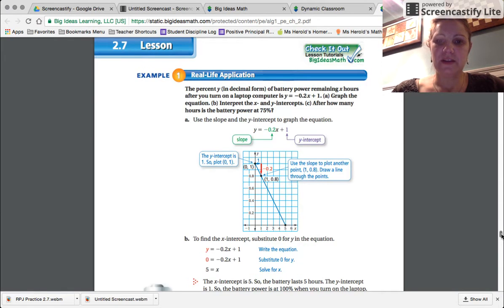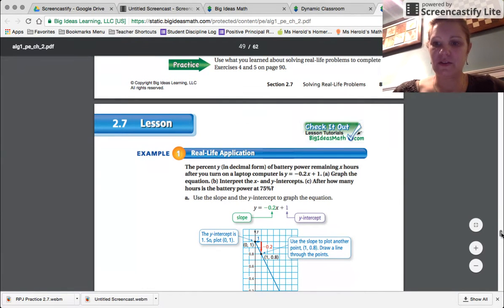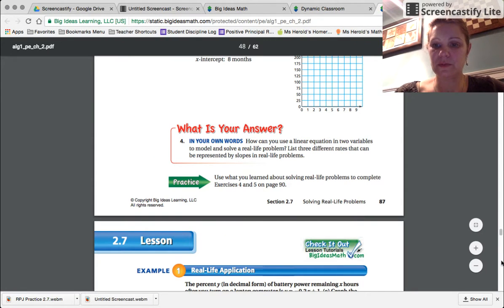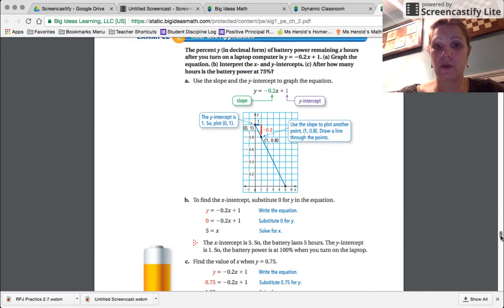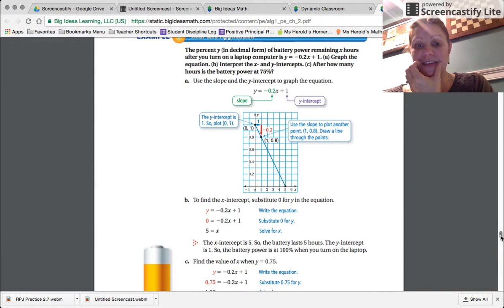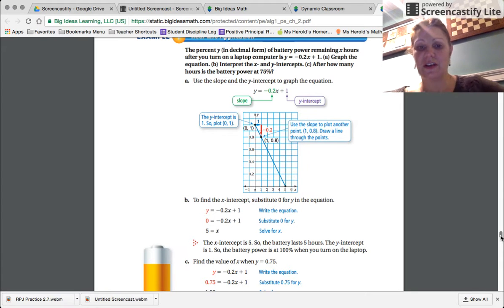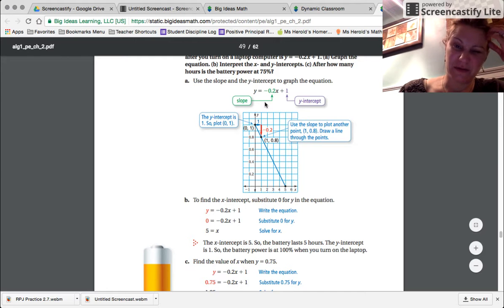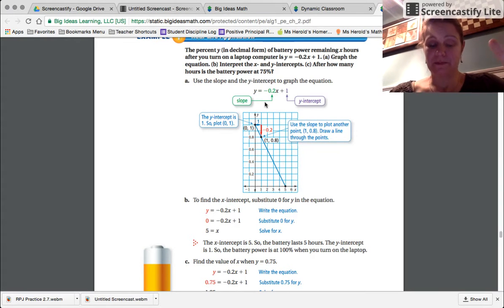So in the textbook, at least right here, they're talking about making sure that we understand, when we're given the equation, how we go about using the slope and the intercepts to graph the equation. If you noticed the last time when I was doing the graphing, I really only cared about plotting those two intercepts and then connecting them.